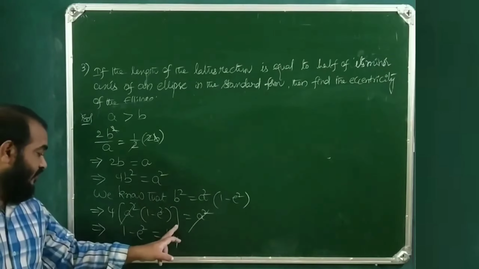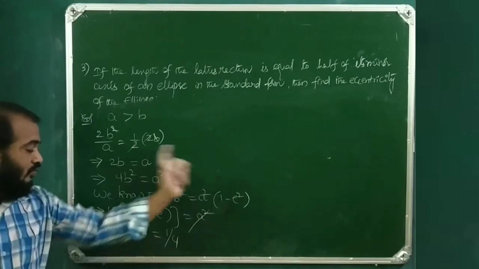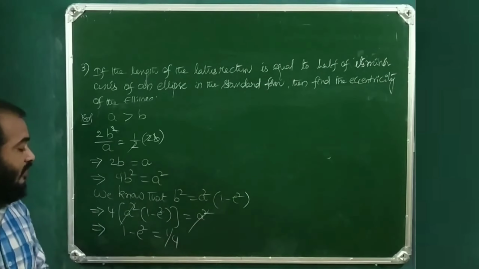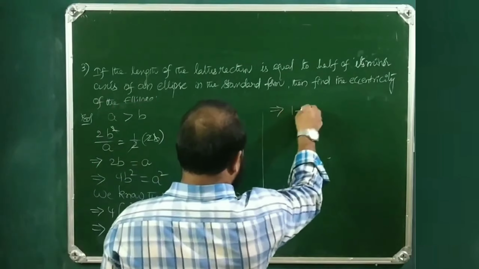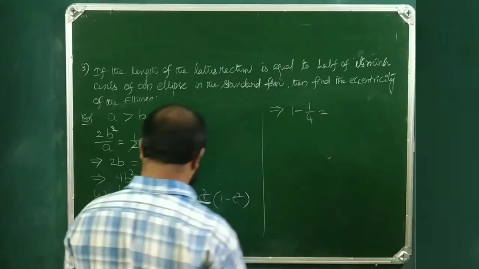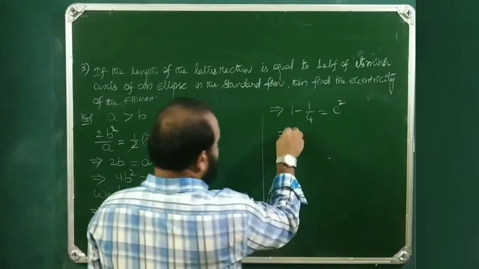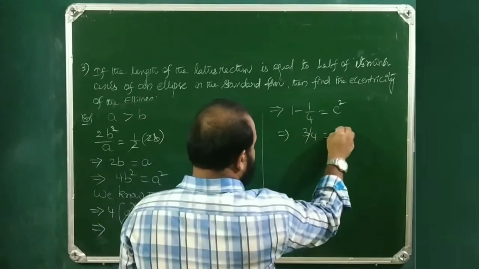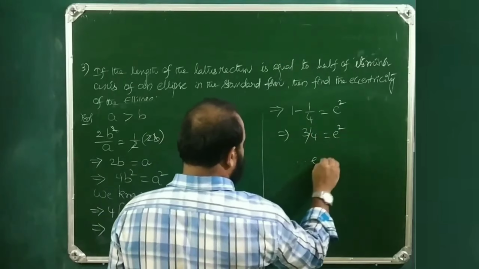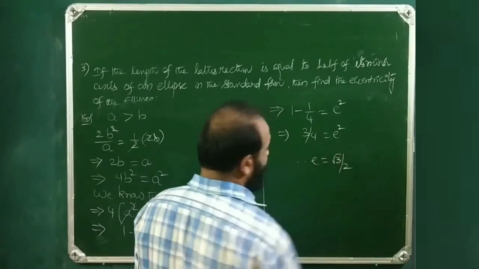So 1 minus e square is equal to 1 by 4, if you transpose onto the other side. This is equal to 1 minus 1 by 4 is equal to e square. So 4 1s are 4, minus 1, 3. So 3 by 4 equals e square. Therefore, e is equal to root 3 by 2.